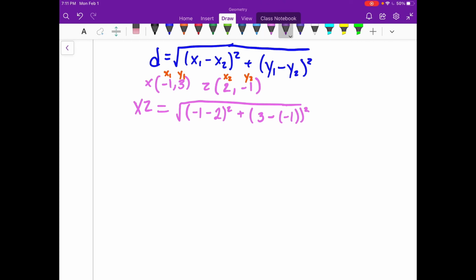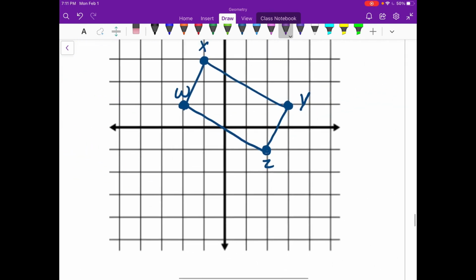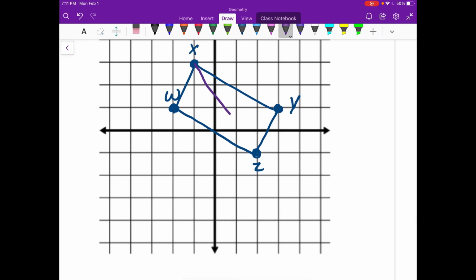Okay, let's go ahead and simplify this. I'm going to start with my parentheses. First, negative 1 minus 2 is negative 3, plus 3 minus a negative 1 is positive 4. Negative 3 squared is 9, plus 4 squared is 16. So 9 plus 16 is the square root of 25. Simplified, that is just 5. So the distance between X and Z, or this diagonal, is 5.